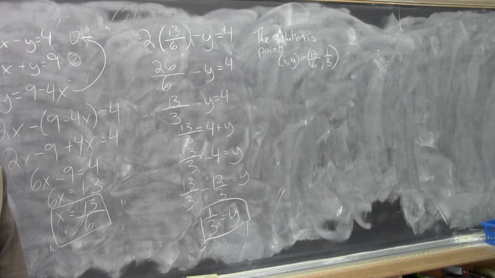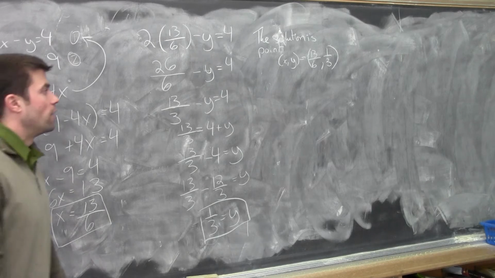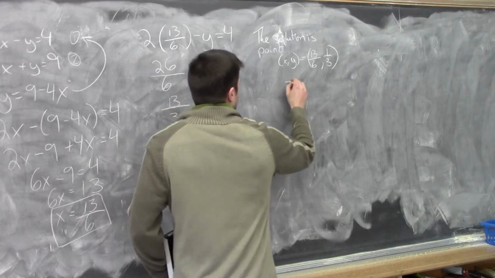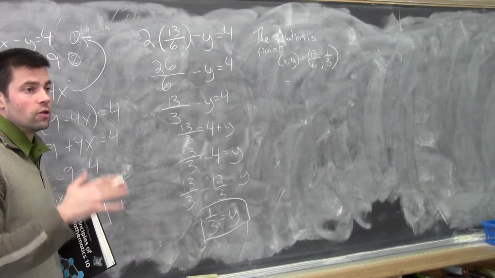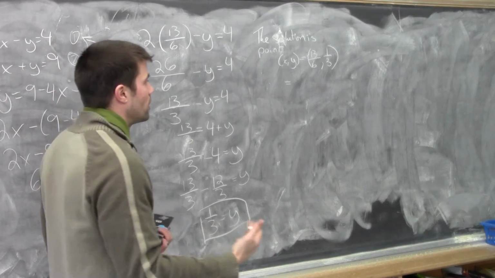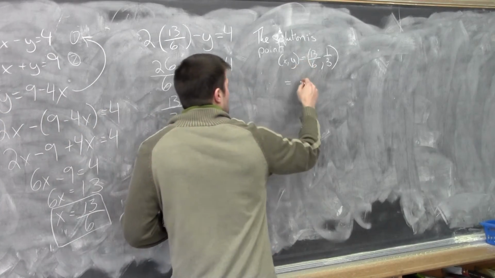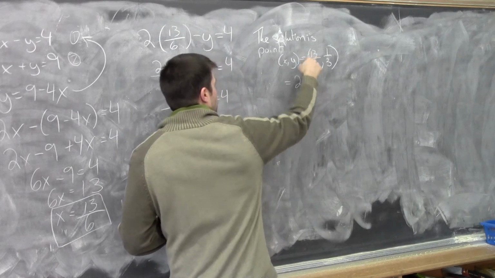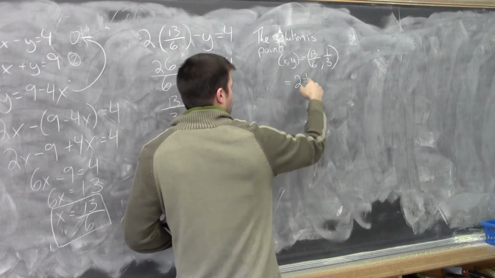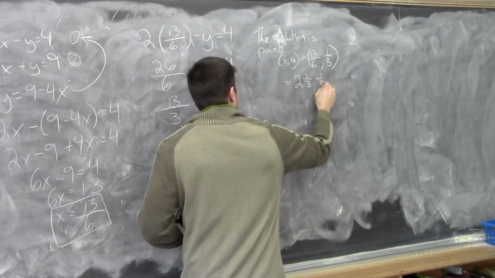Yep, Kyle? Could we put the improper fraction into this number? Yeah, if you wanted to change this, you could. I don't mind leaving it as an improper fraction as long as it's in lowest terms. That's typically how I would leave it. You can change this to 2 1/3 if you'd like. 6 goes into 13 two times, which is 12, with 1/3 left.